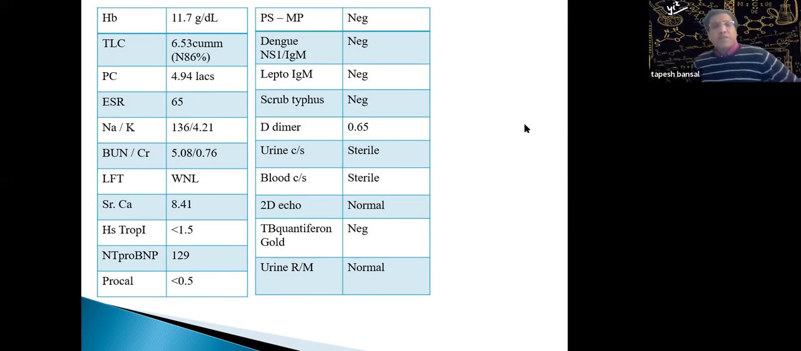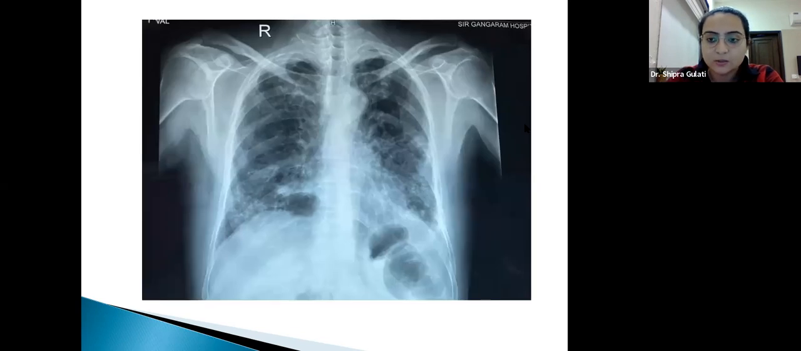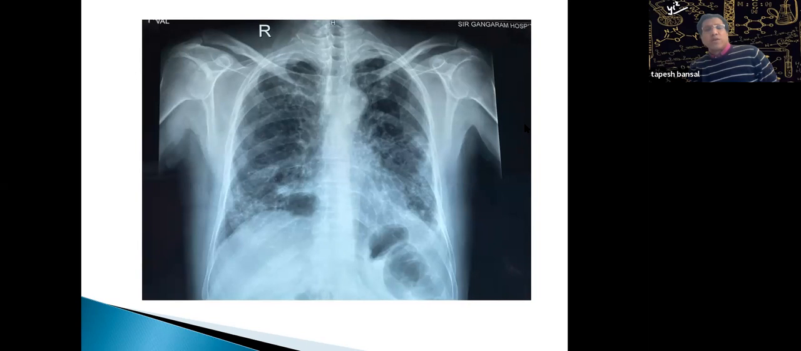So I think from the investigations, we are thinking of some kind of an atypical infection in the lungs, and let us see what it turns out to be. Please move on. His chest X-ray showed bilateral lower zone haziness, right more than the left. HRCT chest was done, which showed extensive tree-in-bud nodular infiltrates, few cavitatory and few coalescing to form a small consolidation in both lungs, more in the lower zone. Emphysematous changes, hyperdense calcific mediastinal lymph nodes up to 1.2 centimeters. So this is how his X-ray chest looked like. Let us hold it there and have a look at the X-ray.